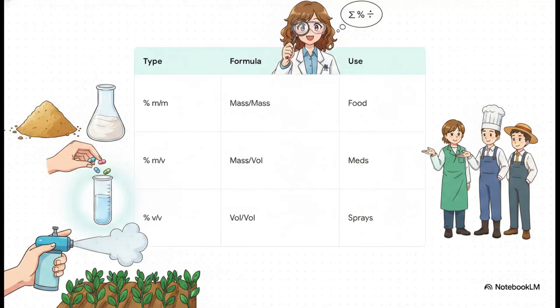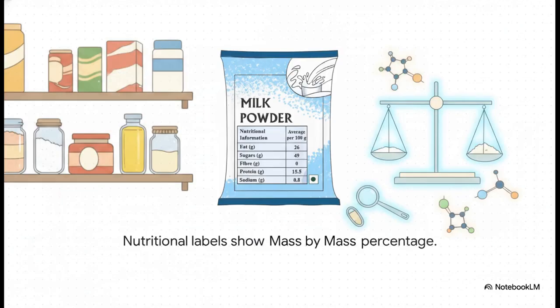So the crucial point is that we absolutely must have accurate ways to measure and communicate these concentrations. Depending on what exactly we're mixing, we use different mathematical formulas. If we're mixing dry powders into foods, we use a mass by mass percentage. If we're dissolving a solid medicine into a liquid, we use mass by volume. And say if a farmer is mixing a liquid pesticide into a water sprayer for their crops, they use a volume by volume percentage. You actually interact with these formulas every single day, right in your own pantry. Just grab a nutritional label for some milk powder.